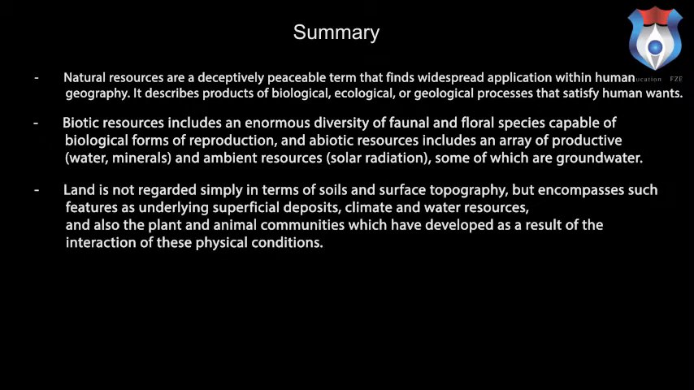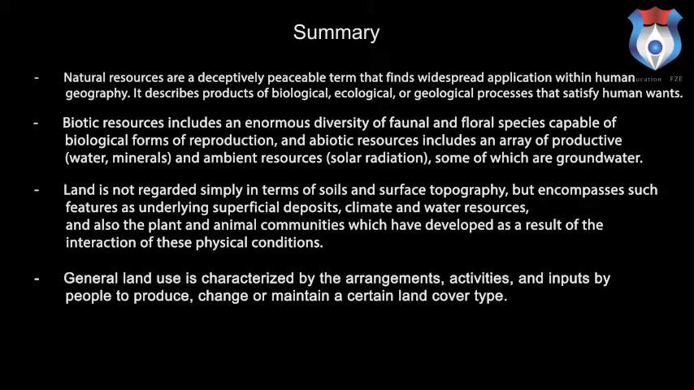Land is not regarded simply in terms of soils and surface topography, but encompasses such features as underlying superficial deposits, climate and water resources, and also the plant and animal communities which have developed as a result of the interaction of these physical conditions. General land use is characterized by the arrangements, activities and inputs by people to produce, change or maintain a certain land cover type.